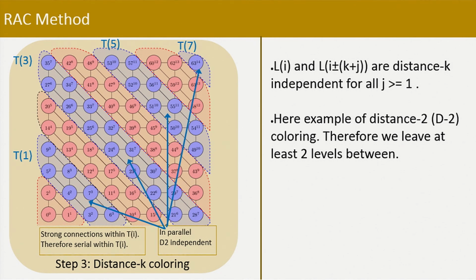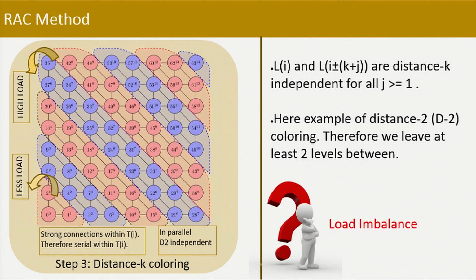Currently, this method has a drawback of load imbalance. Because for instance, if you see level group 0 has only 3 vertices, while at the same time level group 4 has 13 vertices. Therefore, the thread working on level group 0 will obviously finish its work faster and it would have relatively less amount of work.